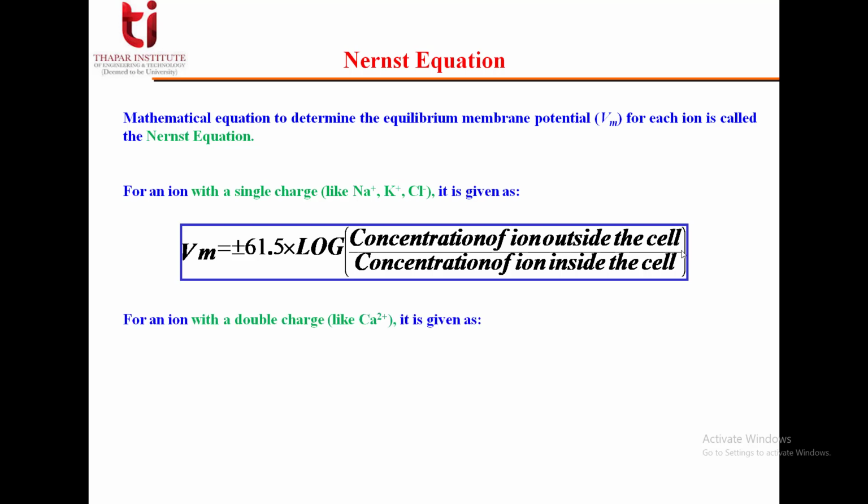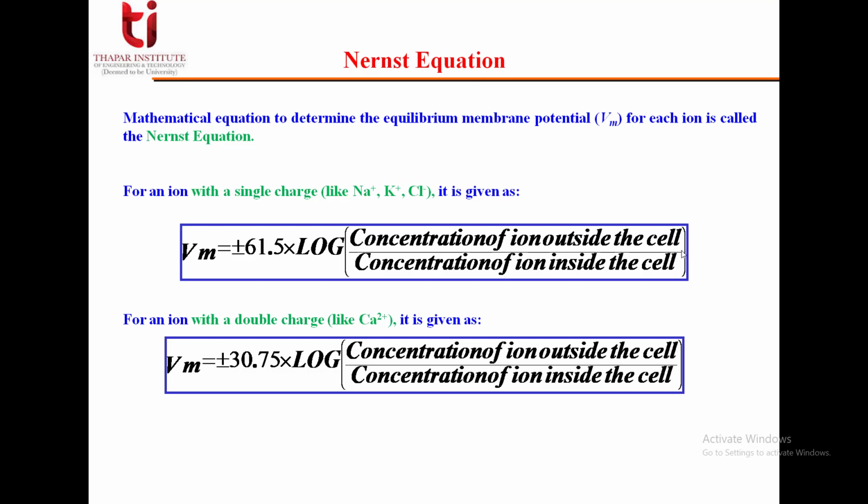Similarly, if we have an ion with a double charge, like calcium, Ca2+, then the membrane potential can be given as again Vm, which is equal to plus minus 30.75. It can be positive, it can be negative, into log of the concentration of the ion outside the cell to the concentration of the ion inside the cell. So this is the Nernst equation for the single charge or the double charge ion.